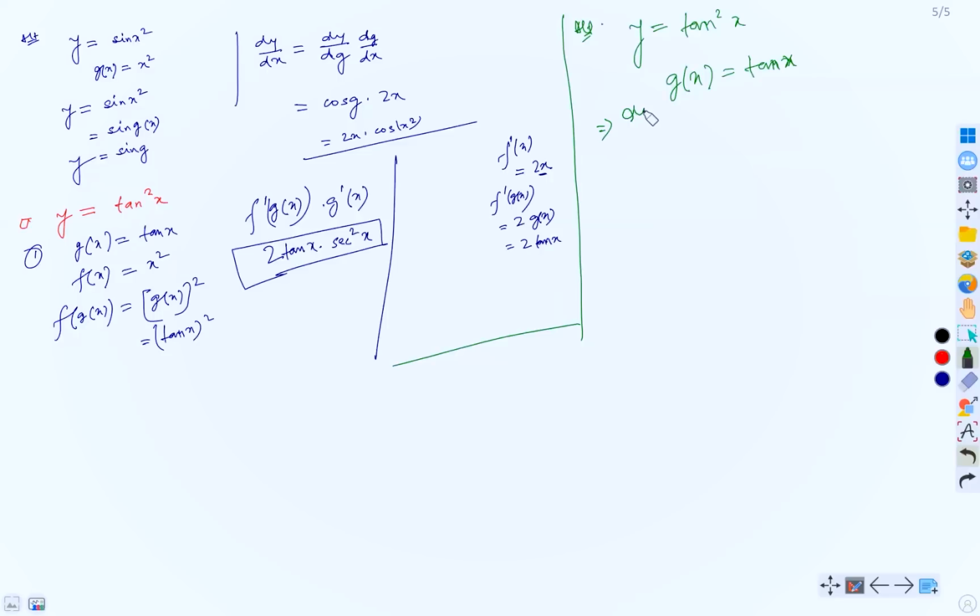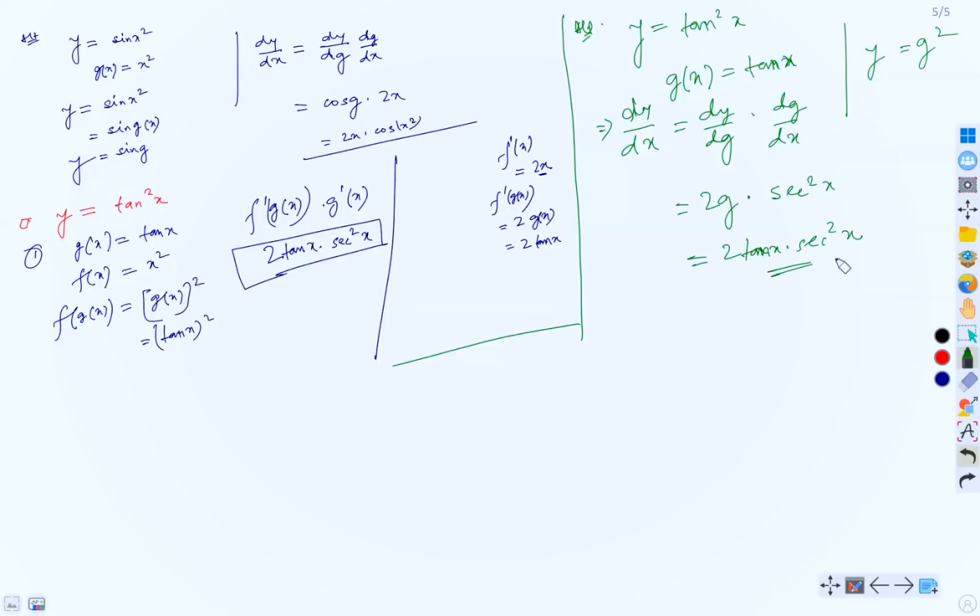Then from this chain rule we have dy/dx is dy/dg times dg/dx. Now what is our dy/dg? Our y is g squared, therefore dy/dg is 2g. And dg/dx is the differentiation of tan x, which is sec squared x. Now substituting the value of g as tan x, we get 2 tan x times sec squared x.